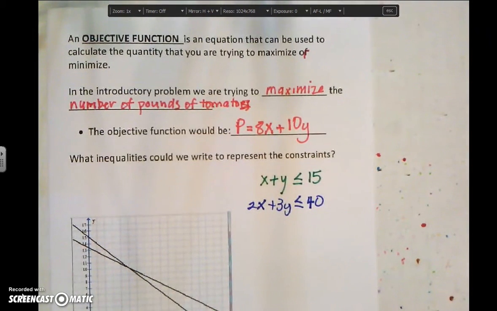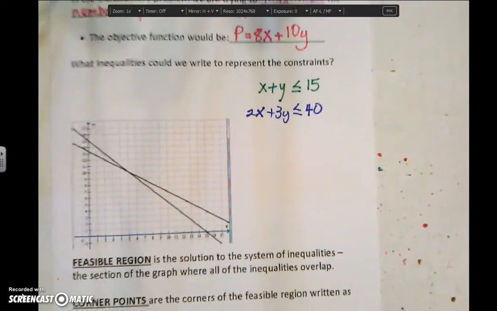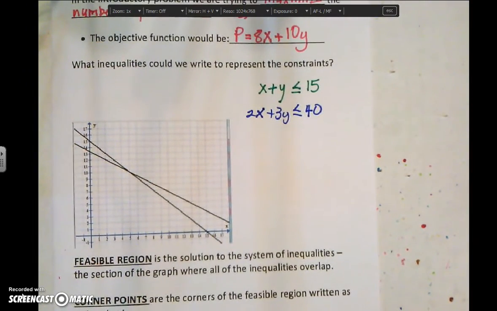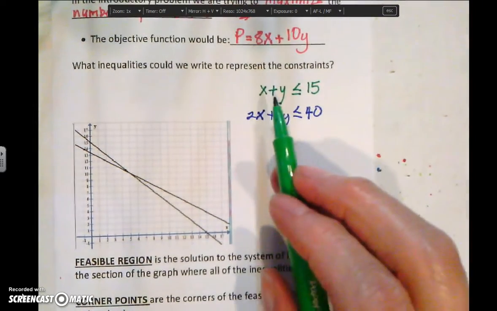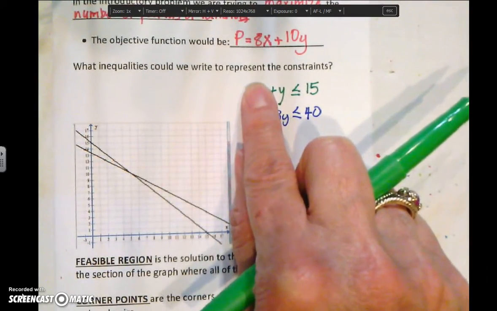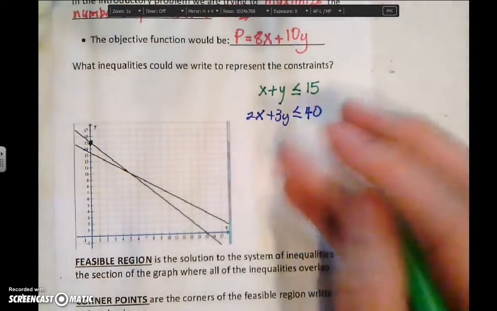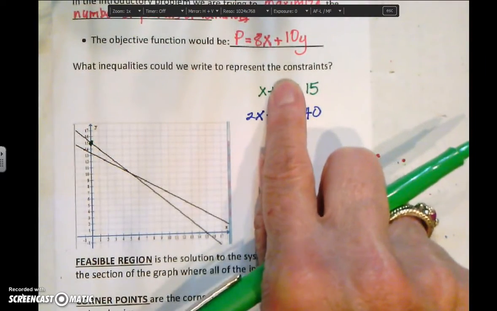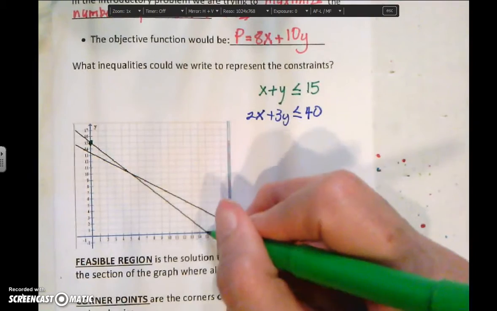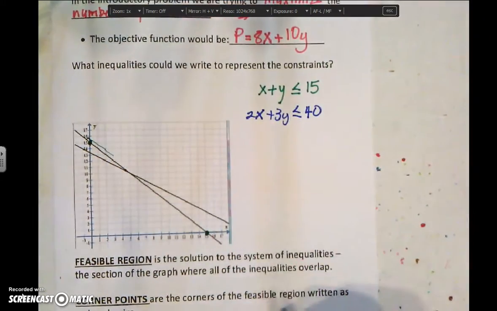All right, so what I've done here is I've graphed those two equations for you. And truthfully, the best way to do these constraints typically would be to use intercepts. So if x is 0, y is 15, which is this one right there. And if y was 0, x is 15, which is this one here. And then you can see that those are connected right there.